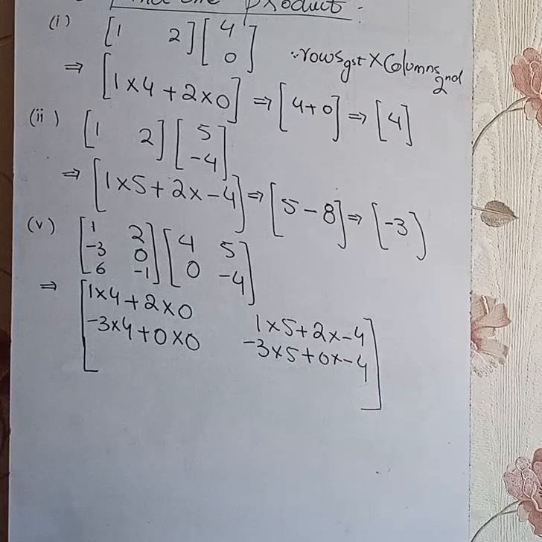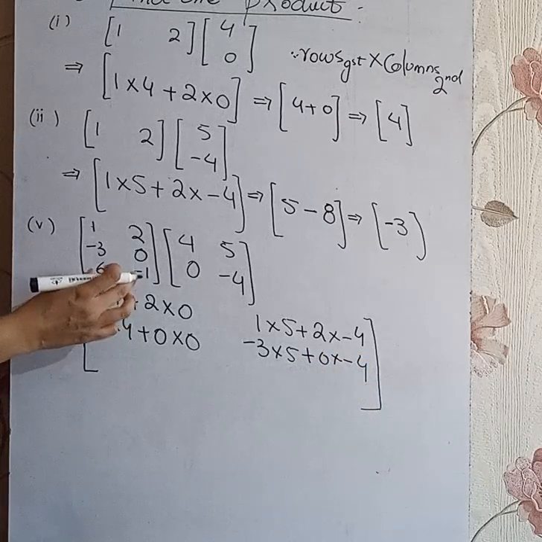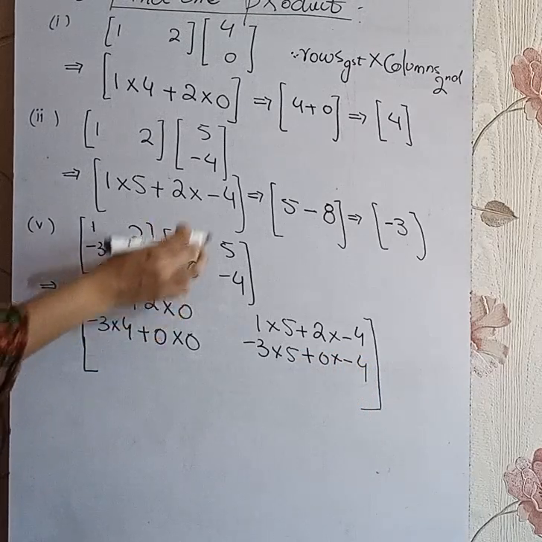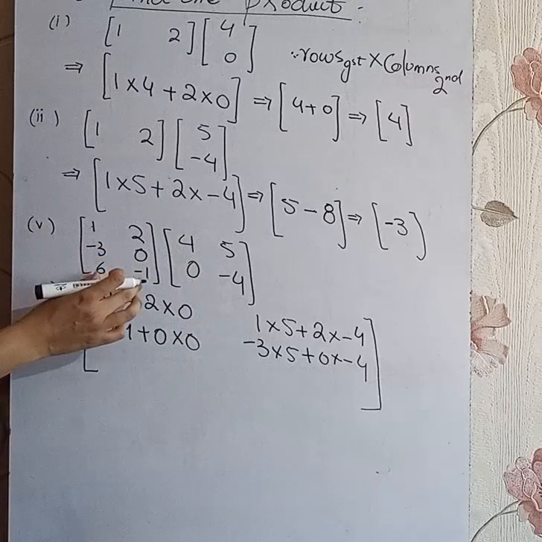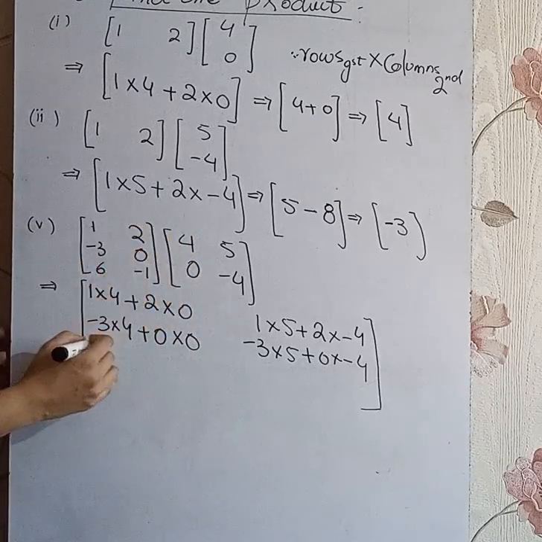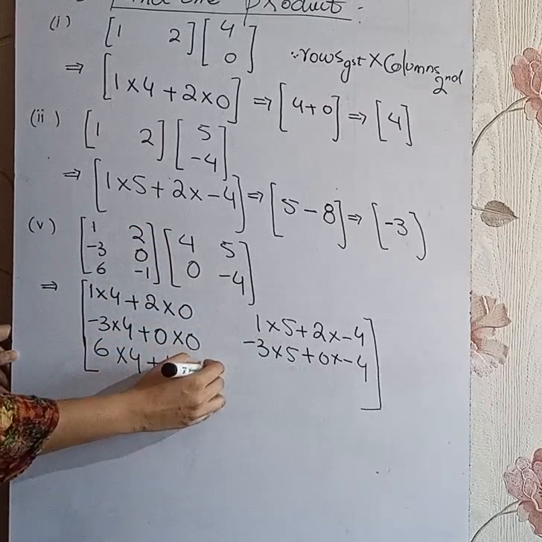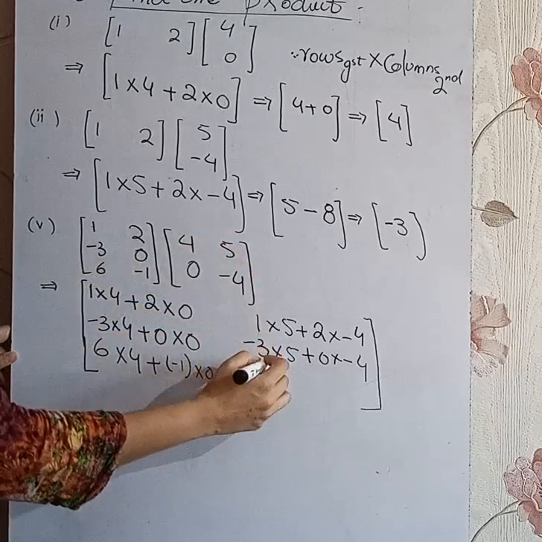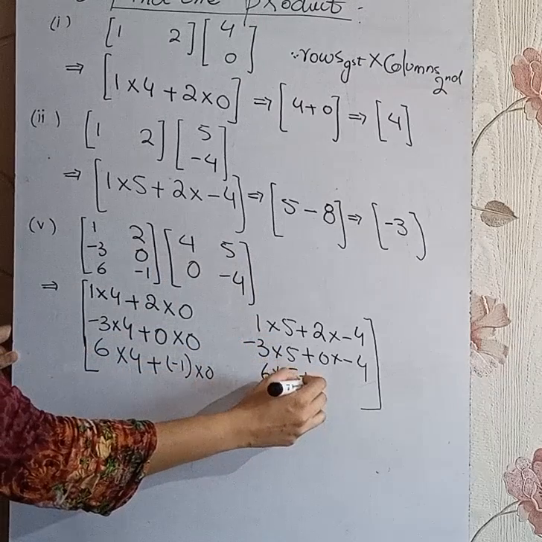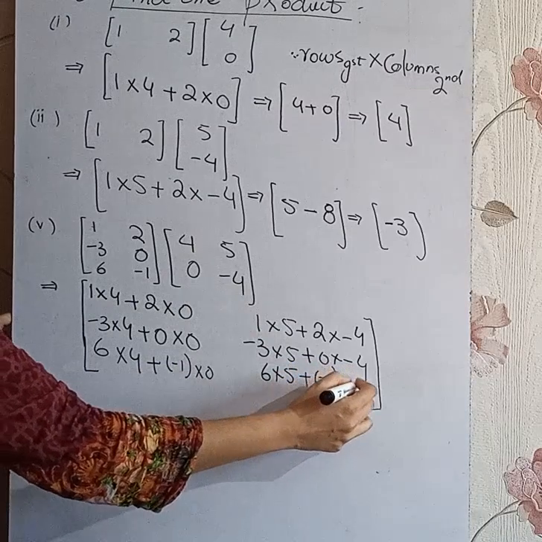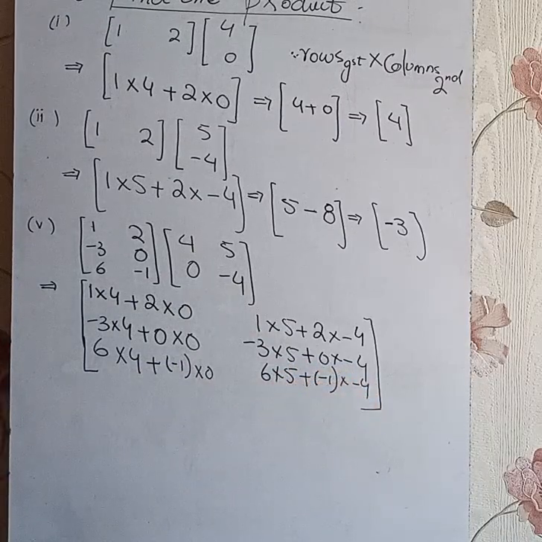Two rows we have multiplied. Now we'll come towards the third row. Here we will also move to the third row. The third row will be multiplied by the first column, then by the second column. 6, minus 1 multiplied by 4, 0: 6 multiplied by 4 plus minus 1 multiplied by 0. 6 multiplied by 5 plus minus 1 multiplied by minus 4. Now we are going to simplify this. After the multiplication of these, what will we get over here?